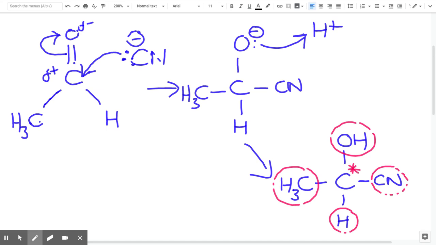chirality exists in 3-dimensional space, because it's now possible to rearrange these groups, not to change the connectivity, so each of these 4 groups will still be attached to this central carbon, but their 3-dimensional orientations will now be different. And this all comes from this very first initial attack of the nitrile CN- ion into that initial carbonyl bond.